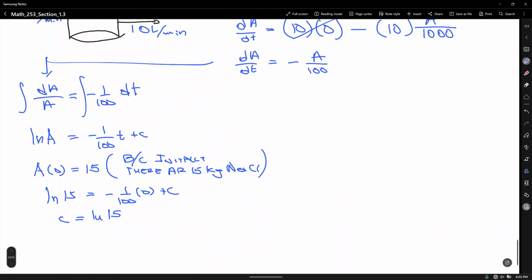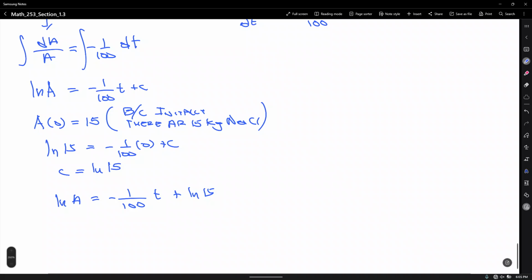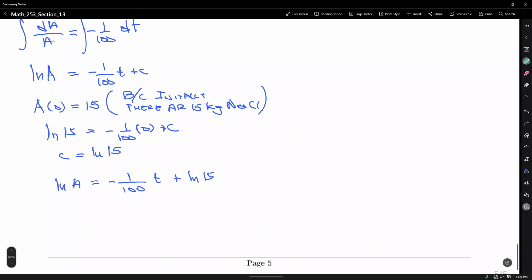Go back to the differential equation. So this is ln of A equals -1/100 t plus ln of 15. That is the particular solution, except that it is in implicit form, because I still have that natural log operator on the dependent variable, which is the amount of salt in this case. So let's exponentiate both sides. I could have done the exponentiation from here, but by leaving the equation in terms of logarithm, we save time, because I would have had to do another exponentiation and then another logarithm. So why do and undo many times?